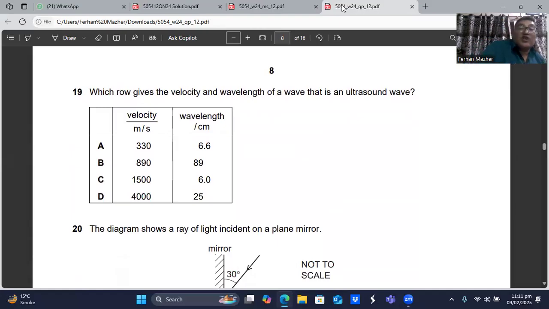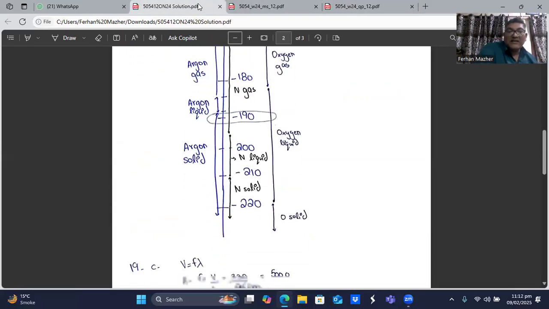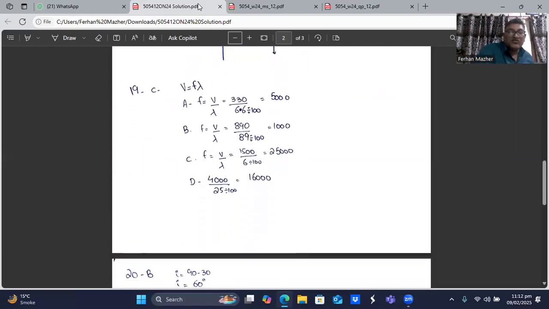He says, which row gives the velocity and wavelength of a wave that is an ultrasound? Okay, so the velocity is given, the wavelength is given. We can find the frequency of each of them. Ultrasound is a wave whose frequency is more than 20,000 hertz. So in each case, we will find the frequency. And you know the frequency: V equals F lambda. So F equals V divided by lambda. But the lambda must be taken in meters. Question number 19 coming up on your screen.